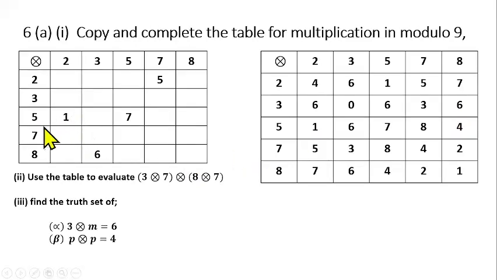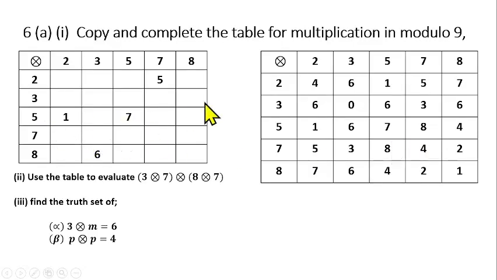Then they have done this. So 3 times 5 is 15. You cannot write 15 down as well. 15 divided by 9 should give us 1, remainder 6. So you have 6 here as well. They have done this. So 5 times 7 is 35. 35 divided by 9 is 3, remainder 8. So we have 8 as the remainder.